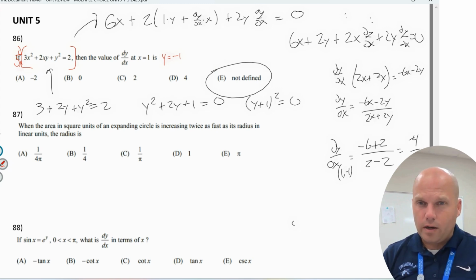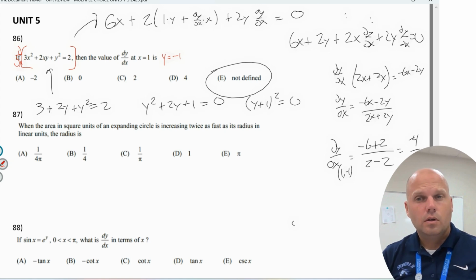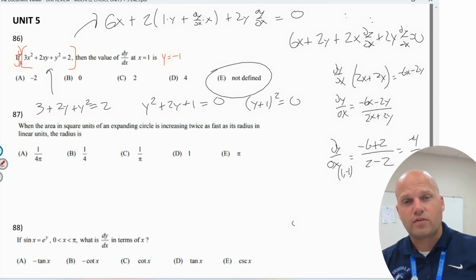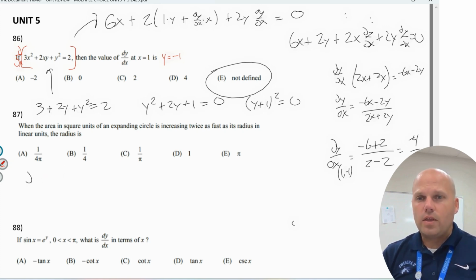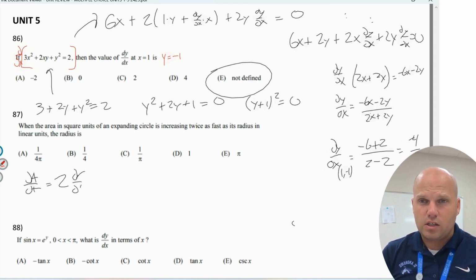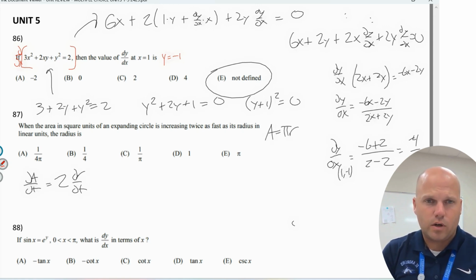The area in square units of an expanding circle is increasing twice as fast as its radius in linear units. Okay, when the area of a circle is changing at twice the rate as the radius is changing, what is the radius? So I'm going to probably start with A equals pi r squared.